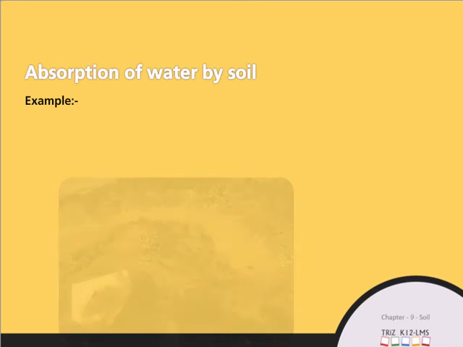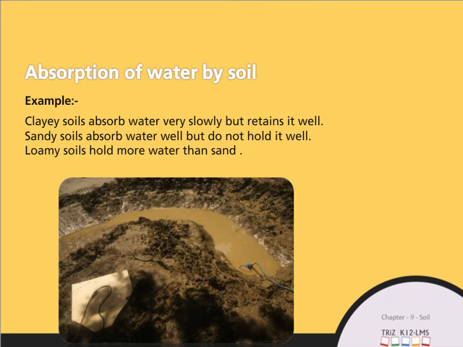Example: clay soils absorb water very slowly but retain it well. Sandy soils absorb water well but do not hold it well. Loamy soils hold more water than sand. Let's understand this with an experiment.